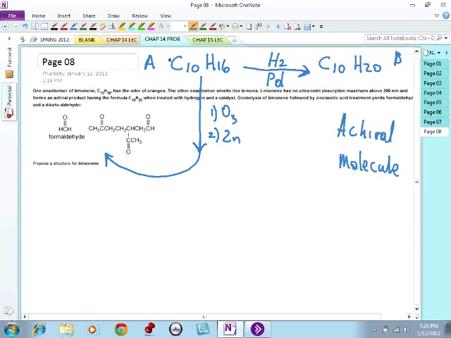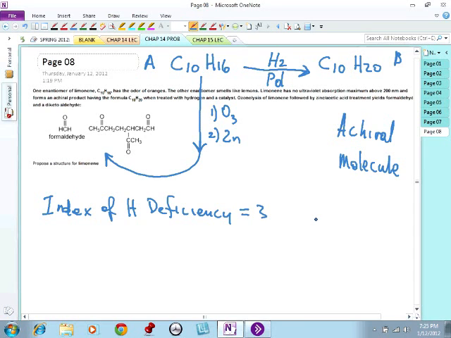Okay, so let us start off. We have compound A. Formula is C10H16. What is the index of hydrogen deficiency? Emma just told us 3. Right, okay, very good.